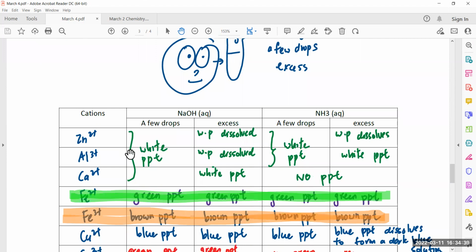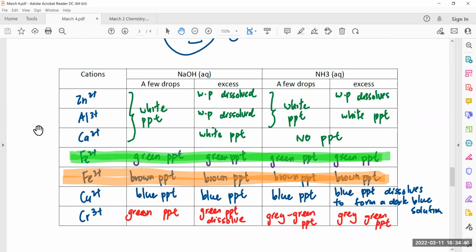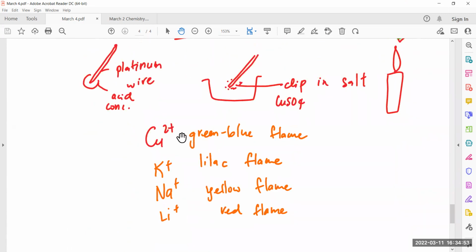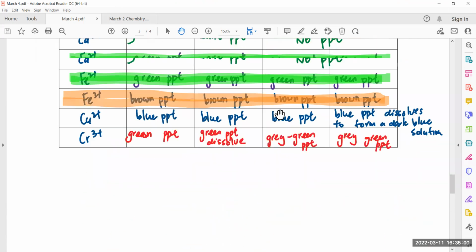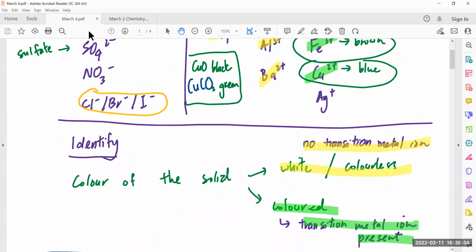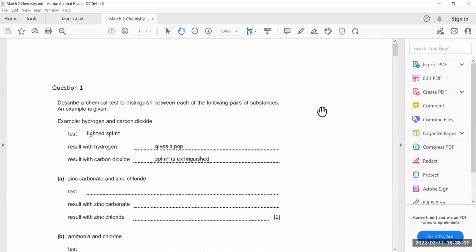So we did a list already last week. When you add sodium hydroxide and you add ammonia, they will have different observations. Based on these observations, you know what ions they are. And then the last one was flame test. When you dip the salt in a flame, they will have different colored flames. So this set of notes should be enough for you to finish this whole set. Okay, can you see the question?